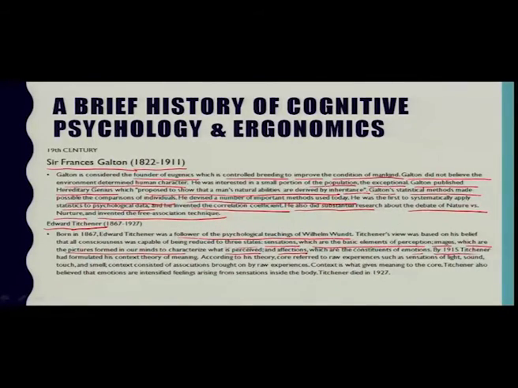By 1959 he had formulated his context theory of meaning. According to his theory, core referred to raw experiences such as sensations of light, sound, touch and smell. Context consisted of associations brought on by raw experiences. Context is what gives meaning to the core. Titchener also believed that emotions are intensified feelings arising from sensations inside the body.